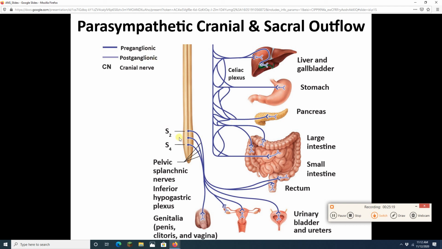Similarly, between S2 and S4, we have preganglionic parasympathetics coming out of the cord, going to reproductive organs and, of course, to the urinary bladder and urinary tract. Long preganglionics, short postganglionics. All right.